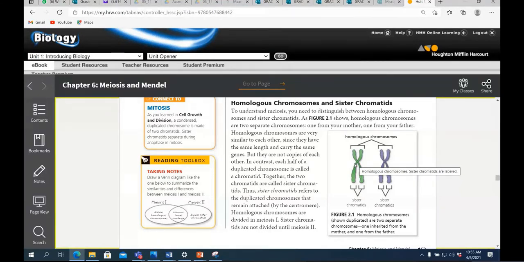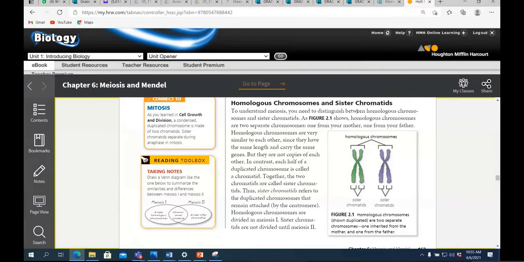Now, if you are drawing a Venn diagram like the one below to summarize the similarities and differences between meiosis 1 and meiosis 2, you can relate to this when we are talking about both the processes. Then you can see the chromosomes condense at this point. Okay, so let's talk about it further.